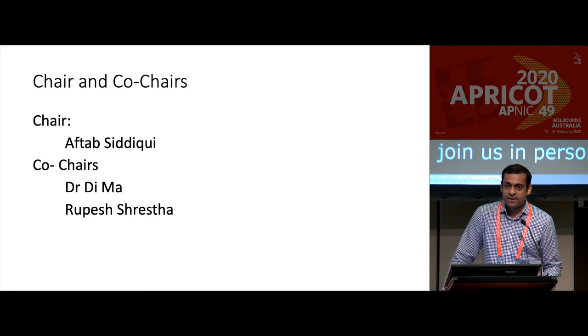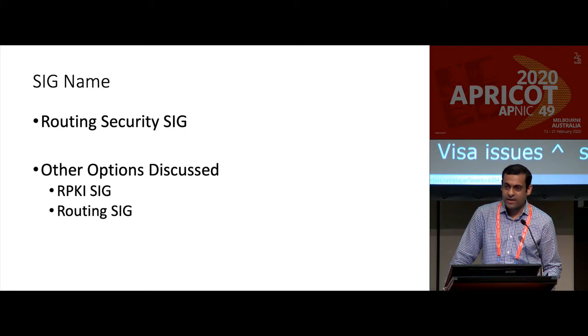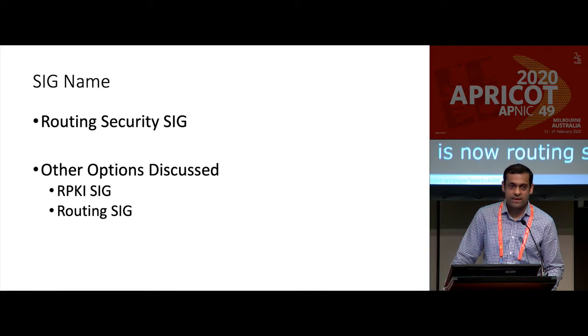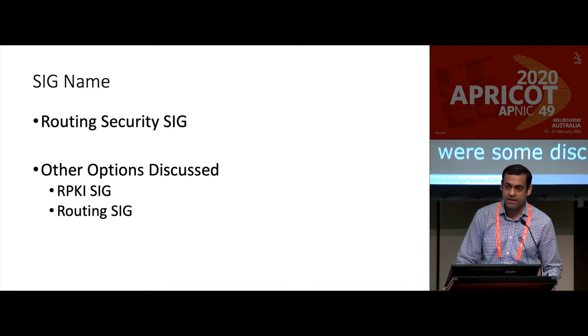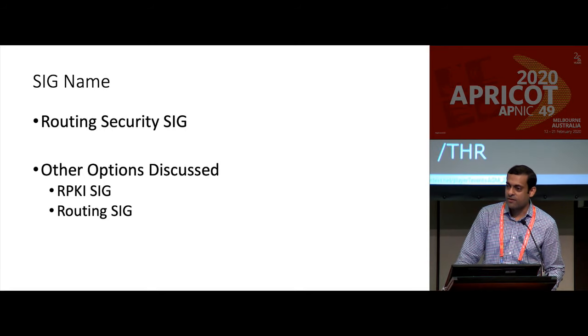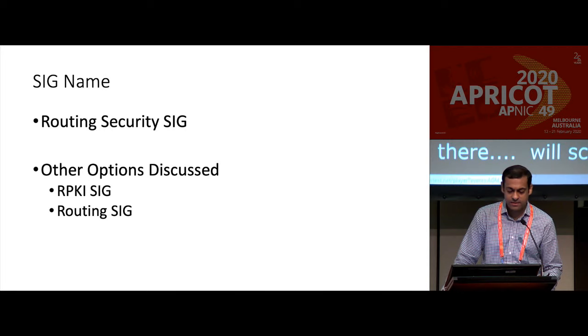So we finalized the name. The name is now Routing Security SIG. The other options we discussed were RPKI SIG and the Routing SIG. There was some discussion on that, but now the name is there. Now the Secretary will create the mailing list for this purpose, and we will start working on that.